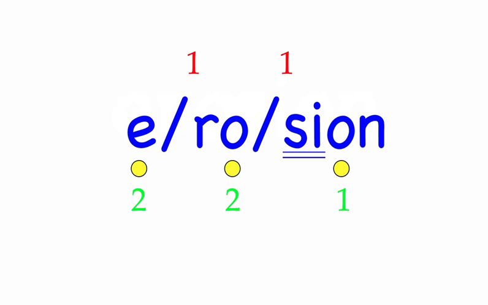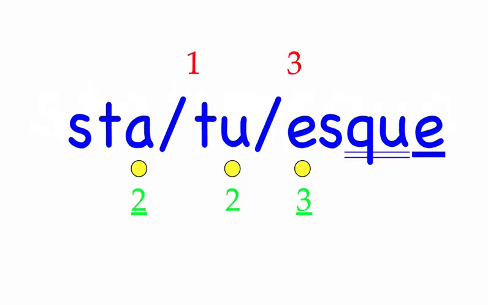Statuesque. Statuesque. She has a statuesque figure. Statuesque. Sta, three sounds. S, t, a. Tu, two sounds. T, u. Esque, three sounds. E, s, k. Statuesque. Mark the word. Statuesque. Here, QU is representing its second sound, k, so we double underline it, and we have a silent E at the end of the word.